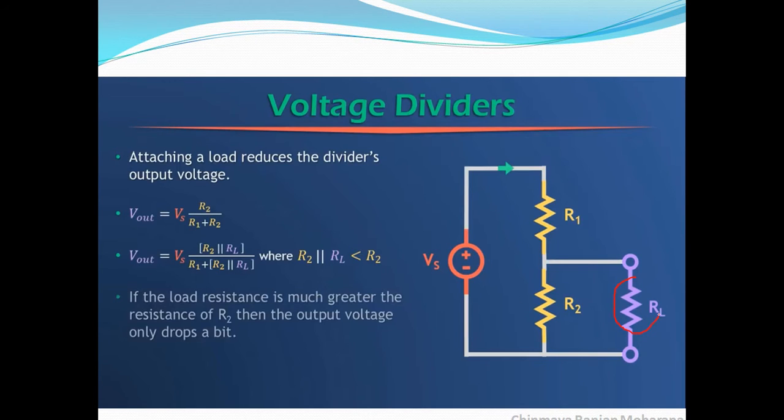If we connect a load across here, we can put it here. That is V out equals Vs into R2 parallel with RL, that is the load resistance, divided by R1 plus R2 and RL in parallel. Clear? Here is R2 and RL in parallel. Okay, divided by R1 plus R2 and RL in parallel. Clear?